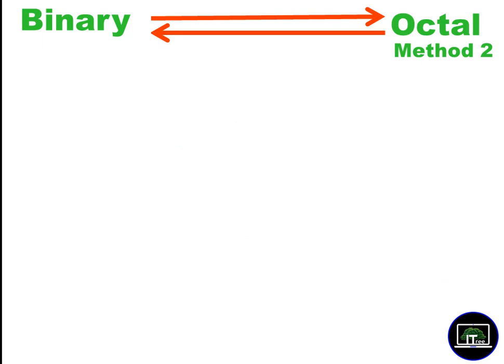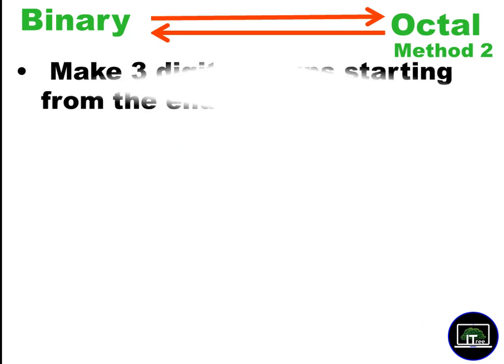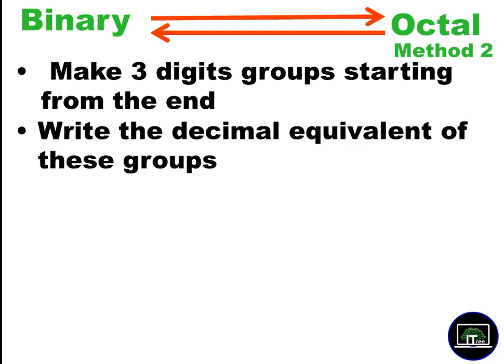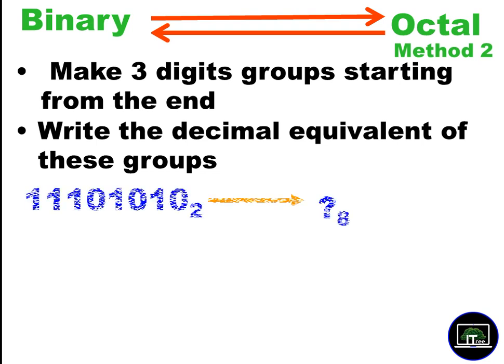Method 2: you directly convert that number into octal. How do you do that? You divide that number into groups. How do you divide it? You make 3-digit groups, but you have to start from the end. Then you write the decimal equivalent of these groups. You divide the number into 3-digit groups starting from the end, then write the decimal equivalent of these groups.